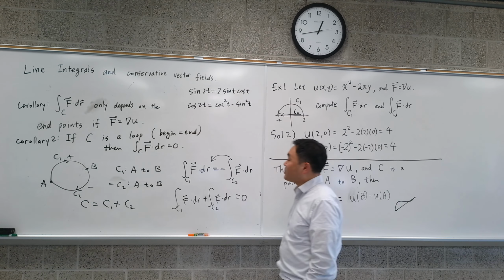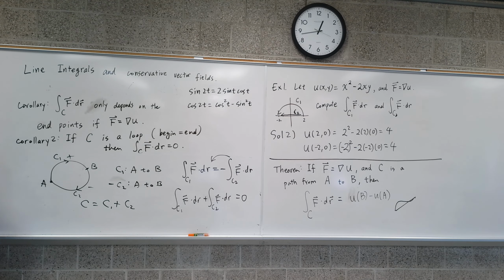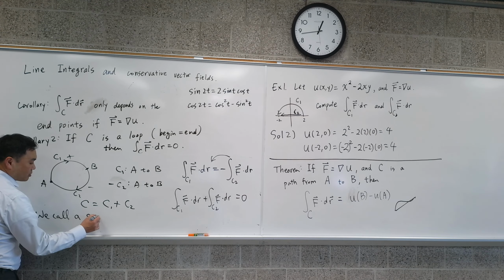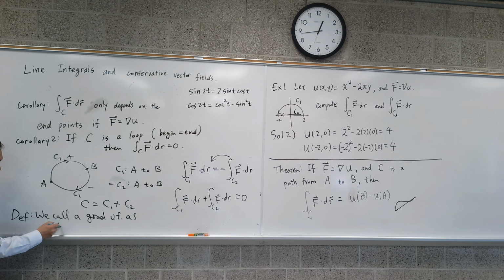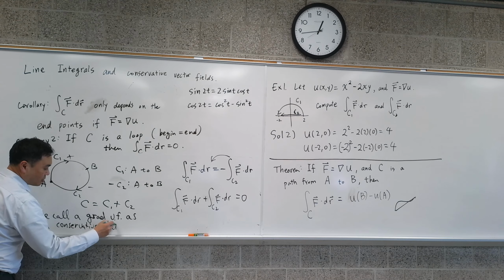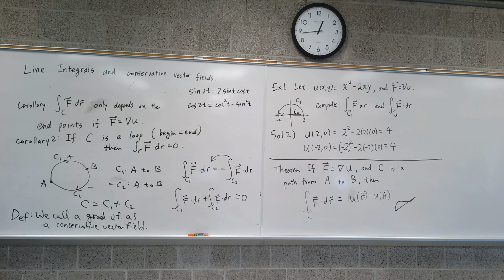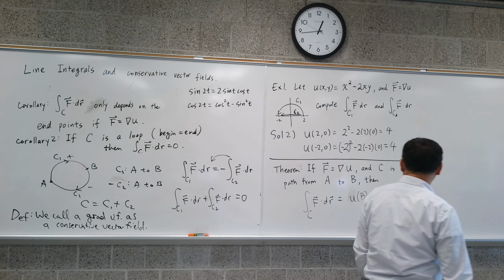And because of this, there's a second name for gradient vector field. So, definition: we call a gradient vector field a conservative vector field. So if you have a vector field that's a gradient of something, it becomes a conservative vector field.